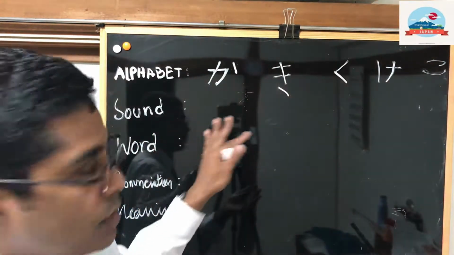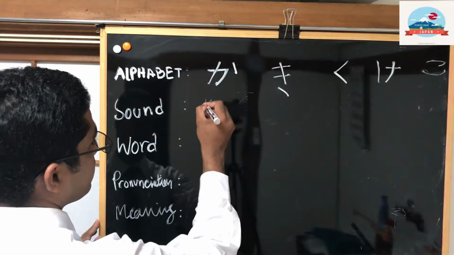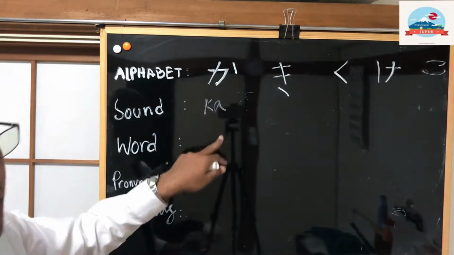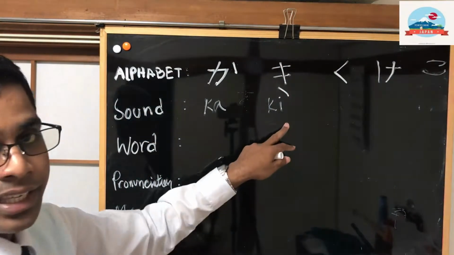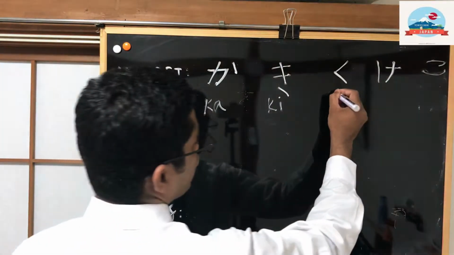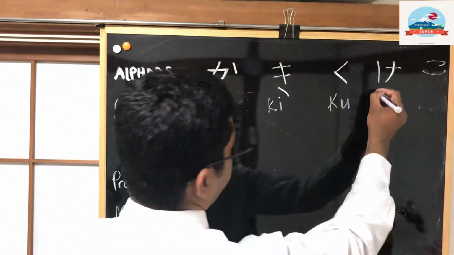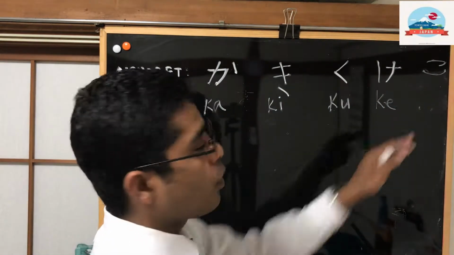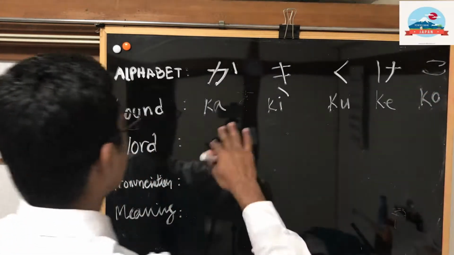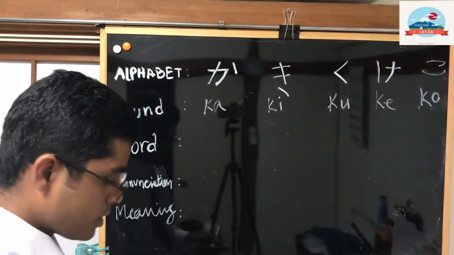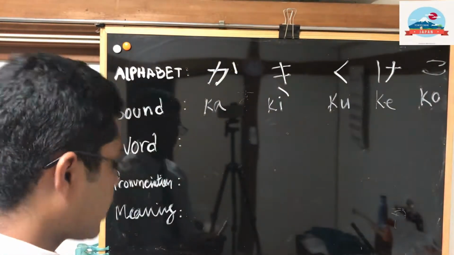Let's try to improve our sound. This alphabet, okay? This ka. Ka. This ki. Ki. And this ku, ku, this ke, and this ko. And let's go to the third step. We'll make a word by this ka alphabet, okay?